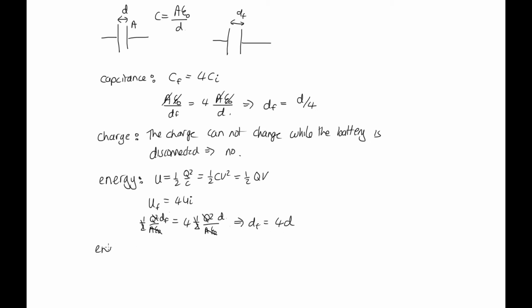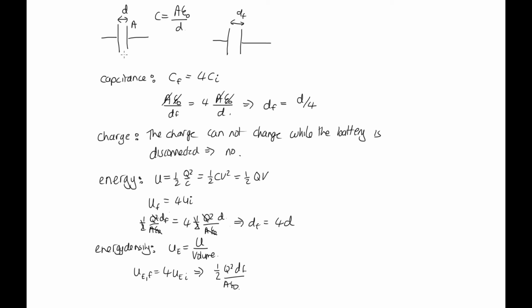And finally, the energy density, which is the energy density stored in the electric field between the plates. And we're told that this is given by the expression U_E is equal to the potential energy divided by the volume. So we can say we want U in the electric field final to be equal to 4 times U in the electric field initial. And so this is equal to U final divided by the volume. So that'll be a half Q squared D final over A epsilon naught.